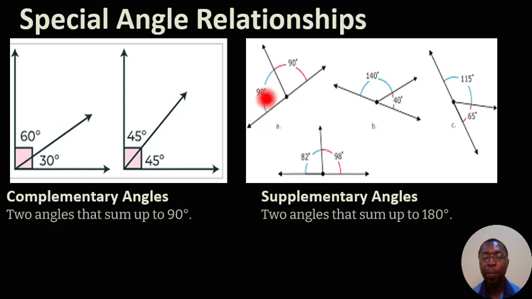The same applies here. 90 degrees is a supplementary angle of another 90 degrees, because if you sum them up, they will give you 180 degrees. Here again, 140 degrees and 40 degrees are supplementary angles, because they sum up to give 180 degrees. So we can say that 40 degrees is a supplementary angle of 140 degrees, or 140 degrees is a supplementary angle of 40 degrees, because the two sum up to give you 180 degrees. And lastly, we have 115 and 65. If you sum these up, they give you 180, so they are supplementary angles.